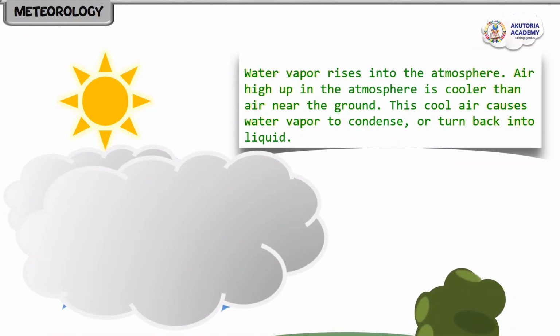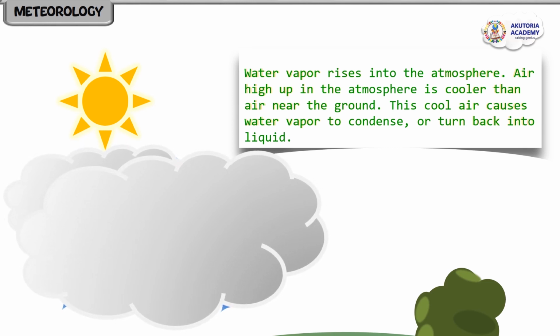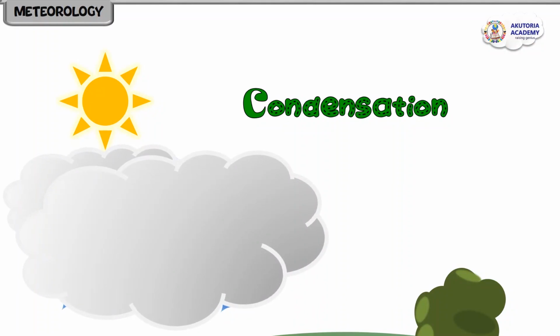So when water vapor gets to the atmosphere, it becomes cool, and because of the cool air, the water begins to condense. That means they begin to turn back to liquid, and as they turn back to liquid, they come together and begin to form clouds. So when you see clouds, they are water vapor that has been condensed, and this process is called condensation. That's the second stage of the water cycle, condensation.